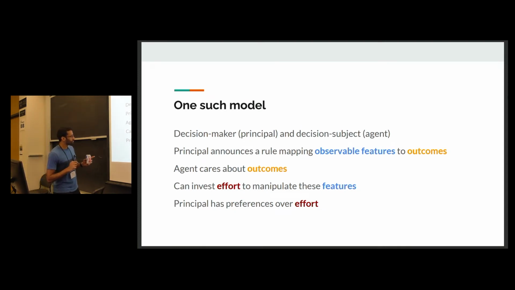But the principal has some preferences as well. They care about this squishy ground truth construct that I've been so vague about. The way I'm going to instantiate that in this model, and we can talk about whether this is the right way to do it later, is that the principal actually has preferences over the agent's effort, over the actions that they take. For instance, the principal may prefer that you study for your classes and do better in school, as opposed to manipulate your SAT score by learning how to do well on the test without actually changing your college preparedness. Okay, so this is one such model.